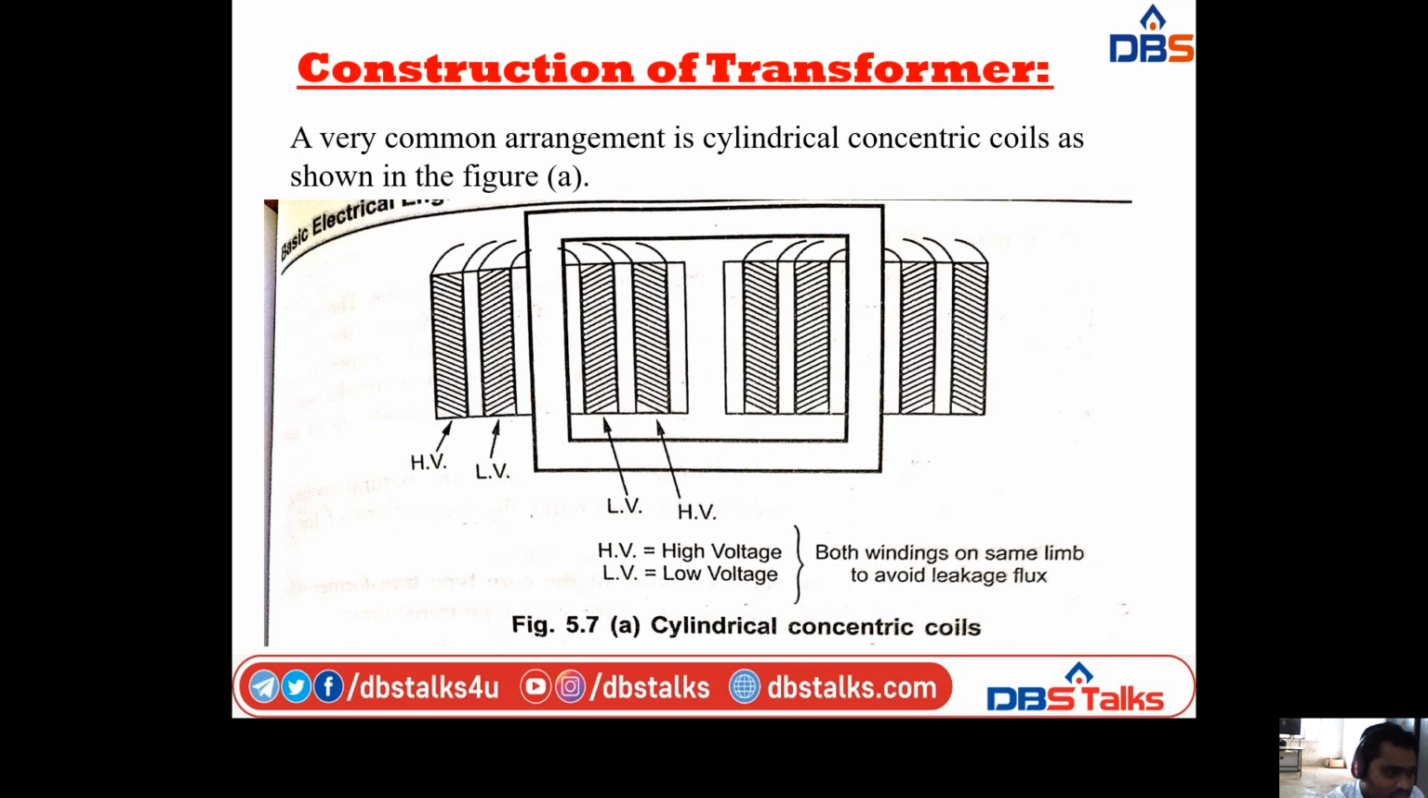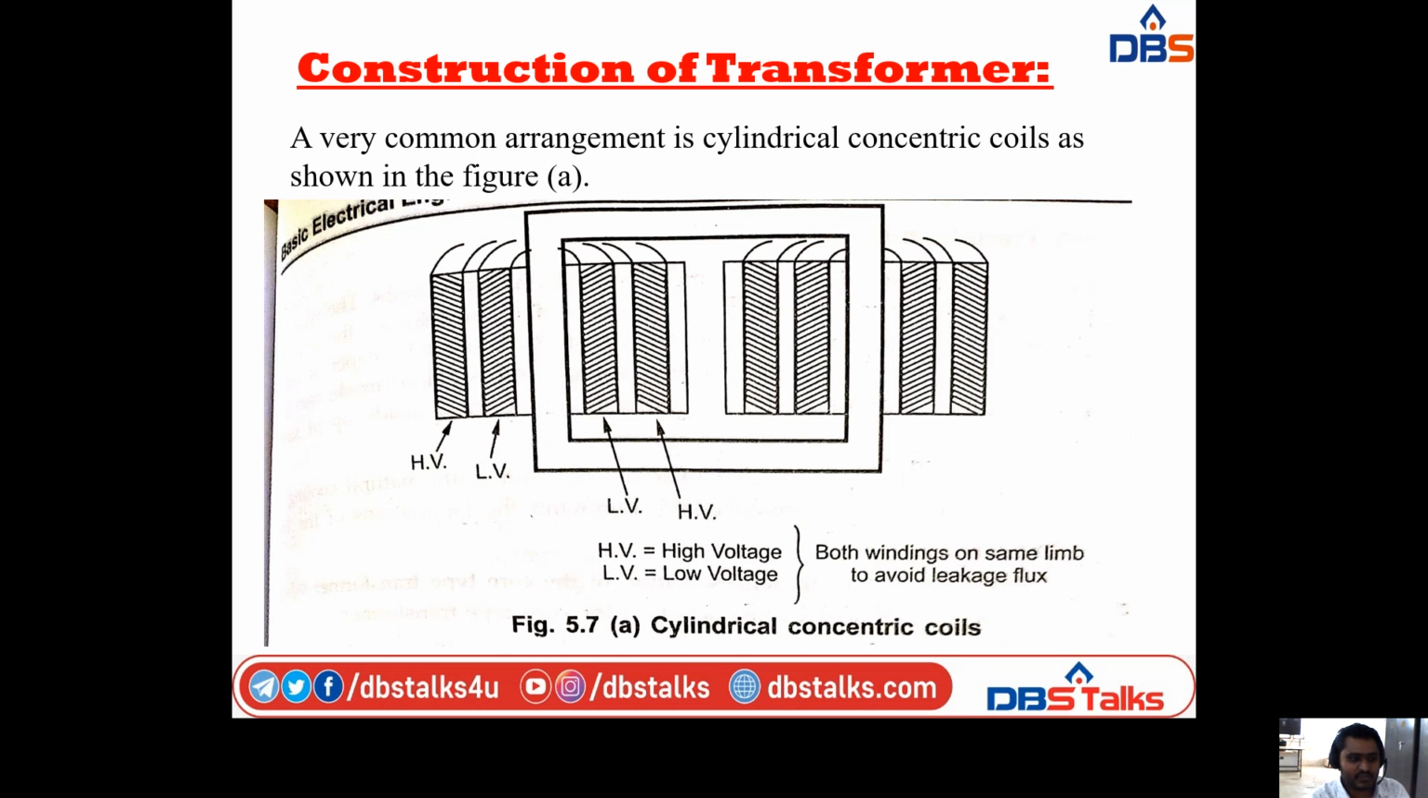So this is one cylindrical concentric coil. A very common arrangement in the concept of the transformer is the cylindrical concentric coil. The diagram is shown here. We have a core and two windings, each consisting of HV and LV. HV is high voltage, LV is low voltage.